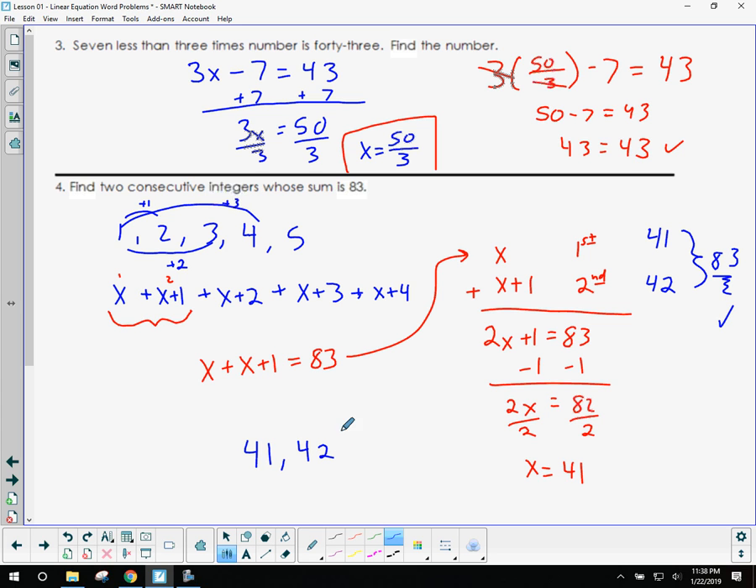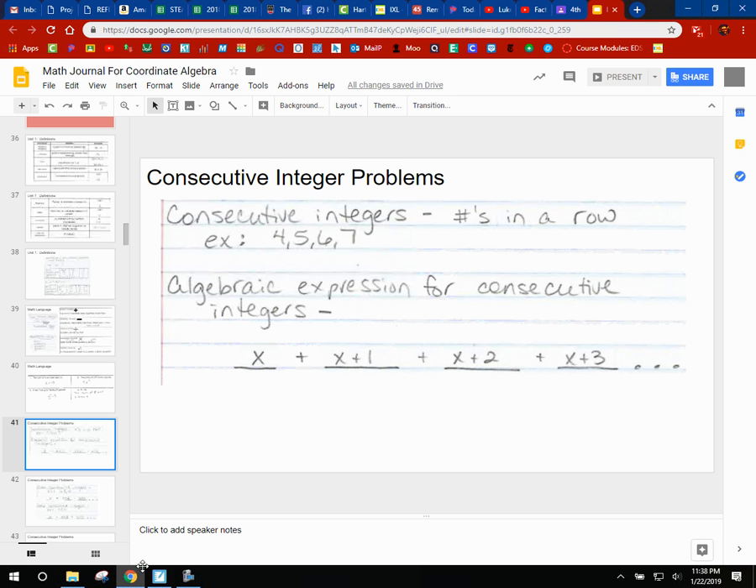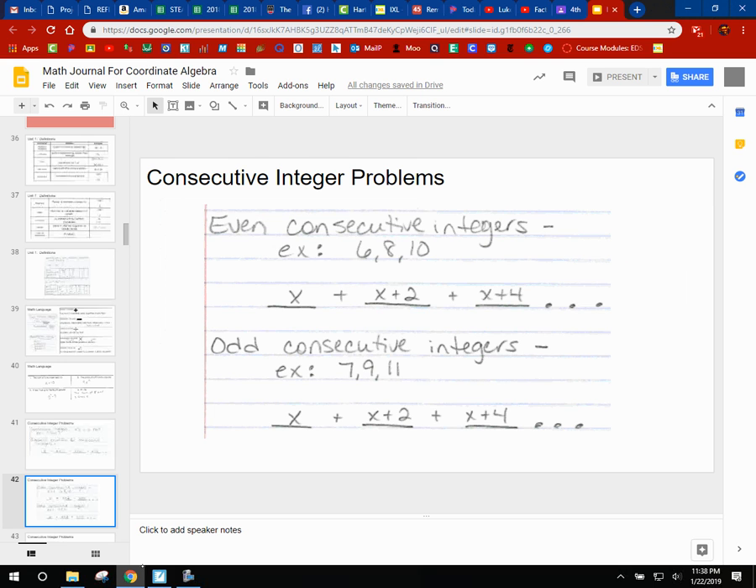All right, let's keep going. So, here's your notes for consecutive integers. Algebraic expression, even, look, you already have these right here. Definition, algebraic expression, even consecutive integers is going to be x, x plus 2, x plus 4. Notice something. Even and odd, 6, 8, 10, 7, 9, 11, they have the exact same formula.